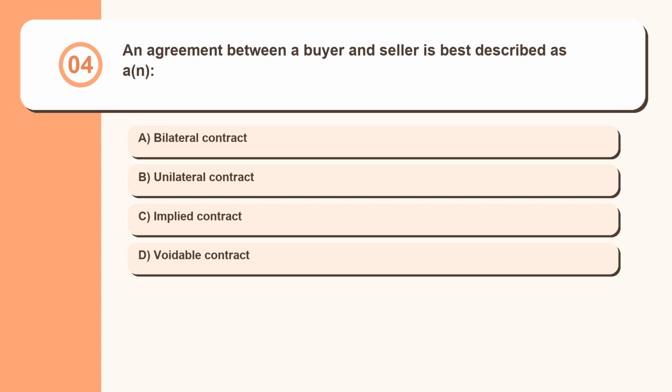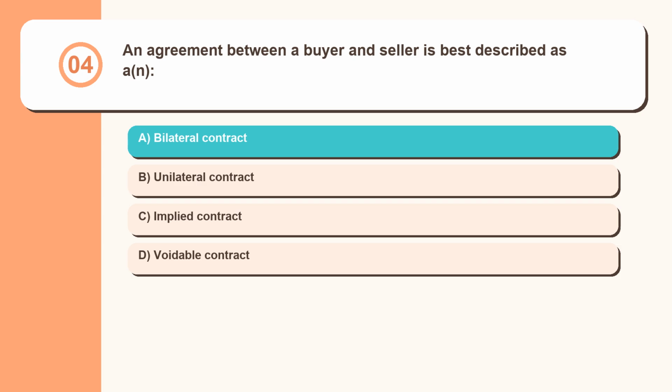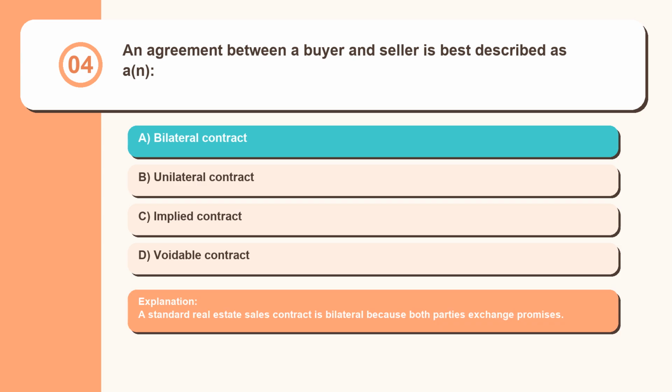Question 4. An agreement between a buyer and seller is best described as a: bilateral contract, unilateral contract, implied contract, voidable contract. A standard real estate sales contract is bilateral because both parties exchange promises.